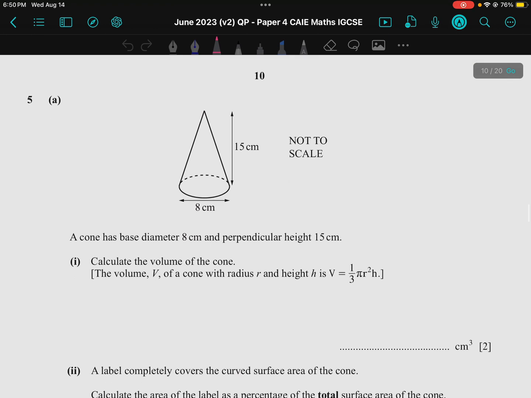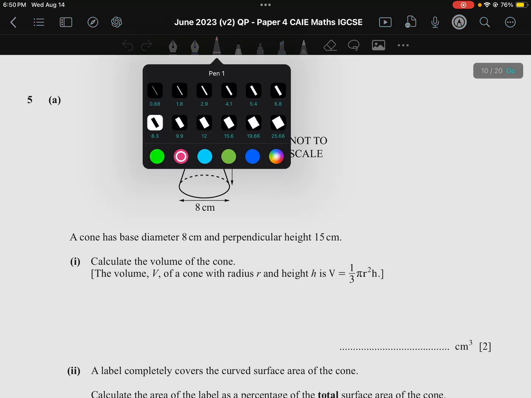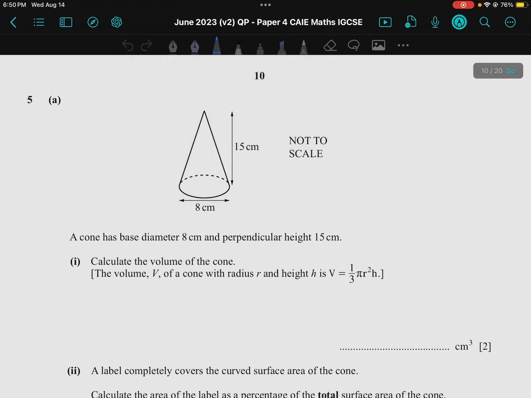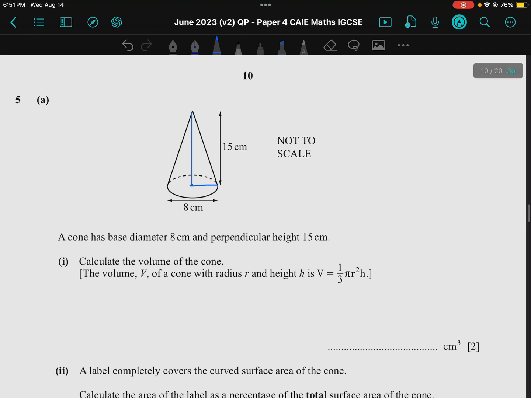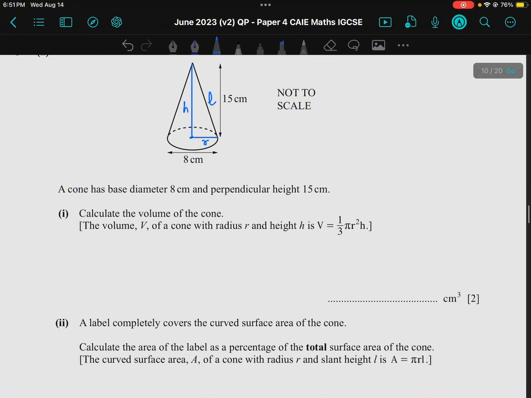Now question number 5. A cone has a base diameter of 8 cm and perpendicular height 15 cm. Calculate the volume of the cone. The volume of the cone, the formula is given as 1 upon 3 pi r square h. So this is the center of the cone, dropping a line from the vertex and joining here like this. This is the radius. This is the height. This is called L, which is the slant height of the cone.